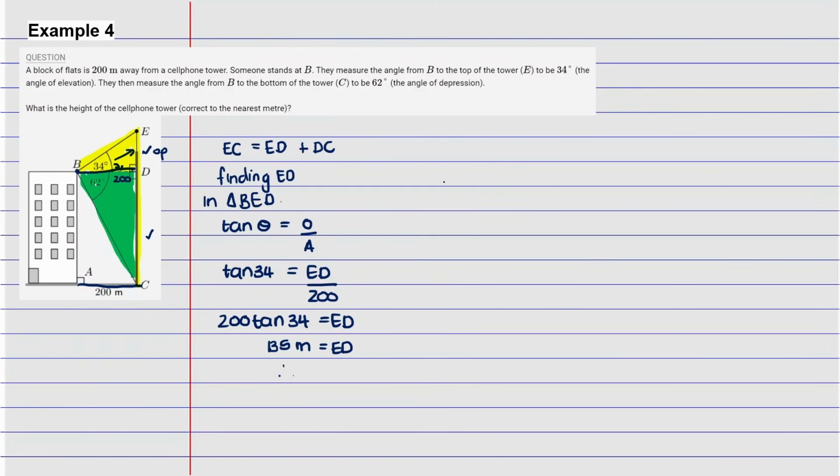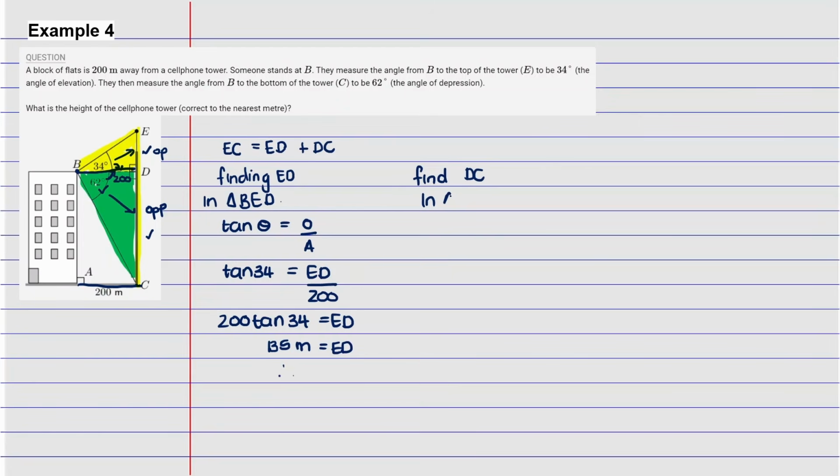So now we're done finding ED. Now we find the second portion, which is DC, right? To find DC, we know we're given this angle of depression, which is 62. Then this side is adjacent and this one is opposite. So this is also tan, because that is opposite and adjacent.